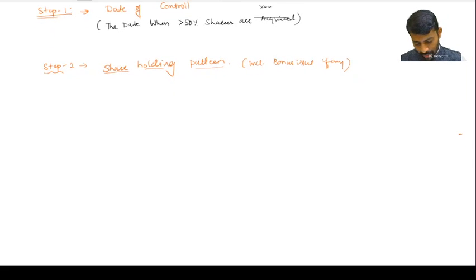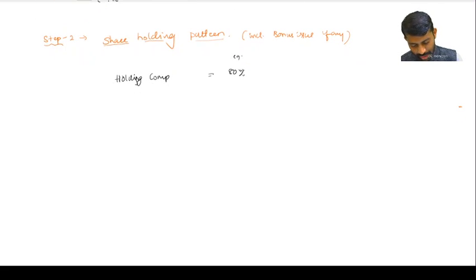What is the shareholding pattern? It is nothing but the percentage of holding of the holding company. For example, if it is 80%, what are the outsiders? The balance, 20%. These outsiders, technically, we call non-controlling interest.